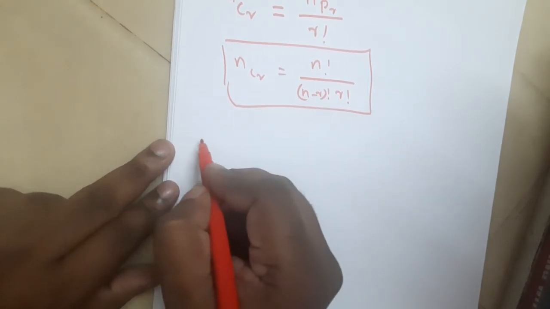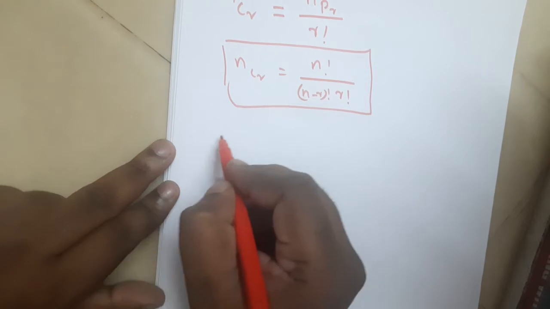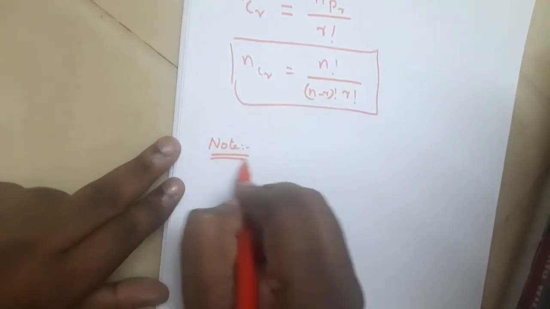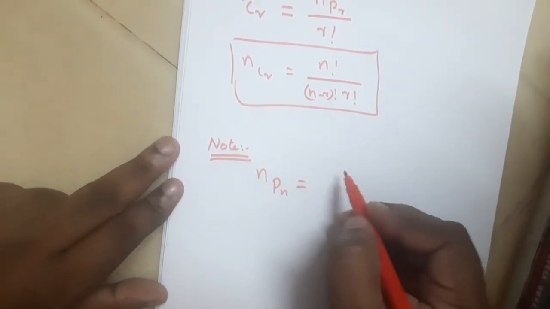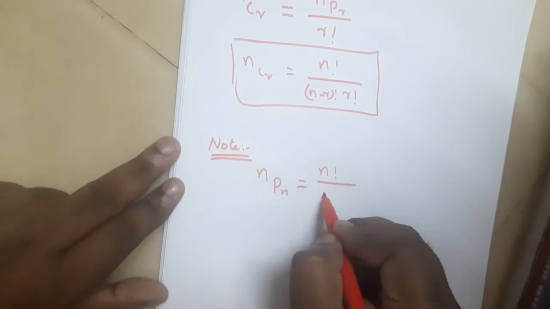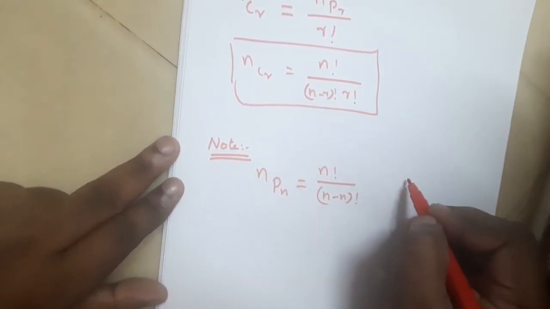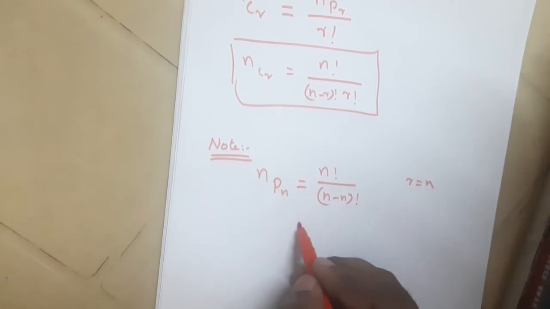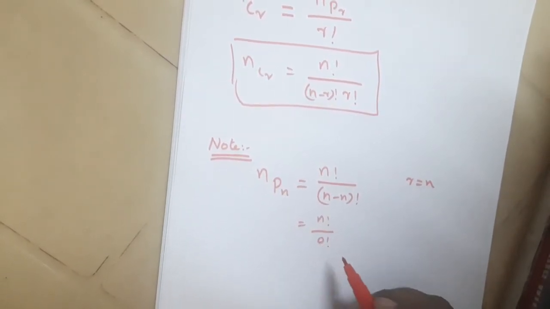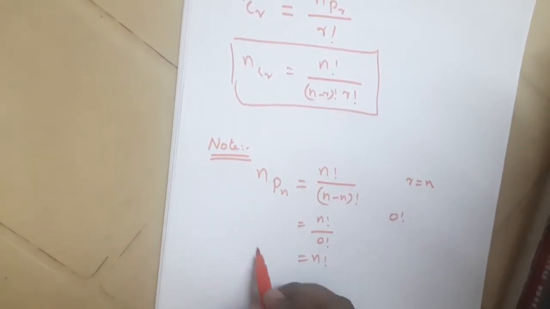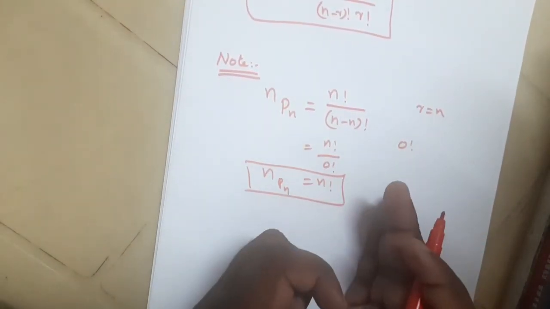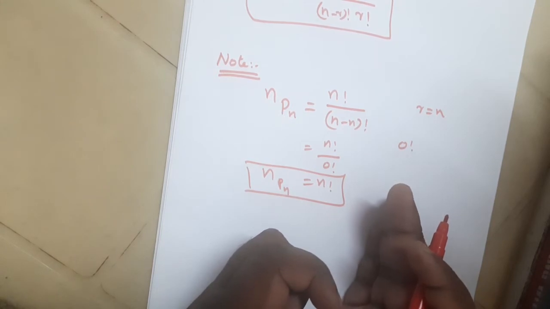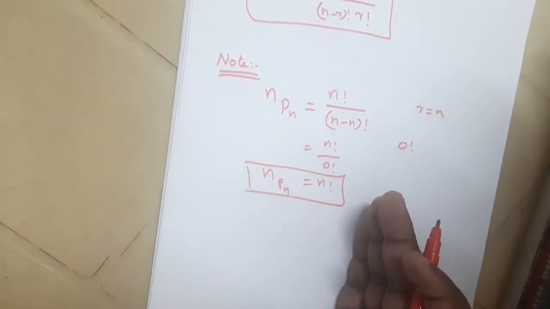One remark. What is NPN? What is the value of NPN? It is n factorial by n minus n factorial, because r is equal to n. Then n factorial by 0 factorial. The 0 factorial value is 1. So we have n factorial. So nPn means n factorial. That is, if n objects should be arranged, then the value is n factorial.